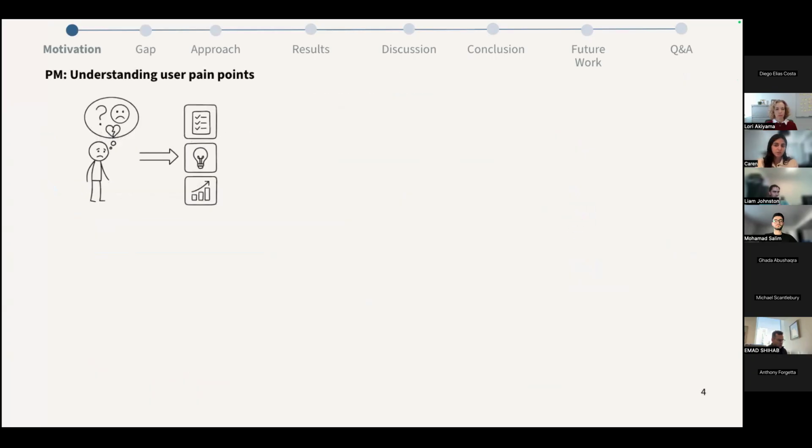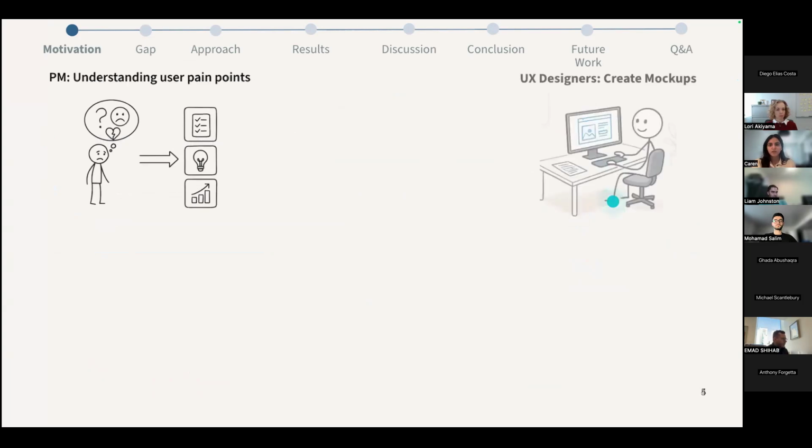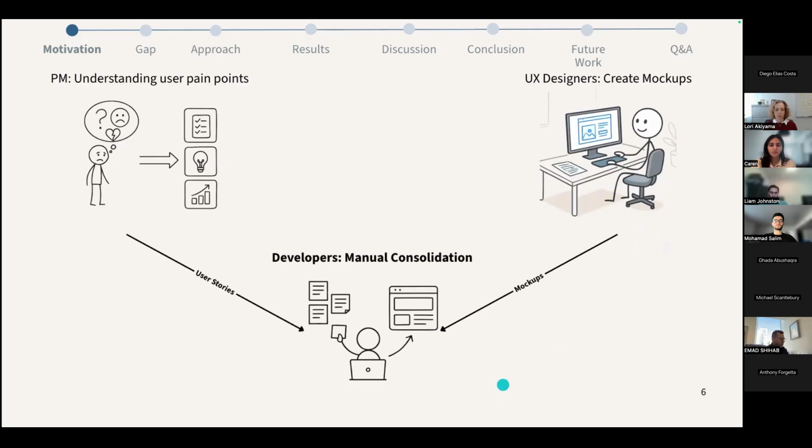The process typically starts with the product managers. They work closely with stakeholders to understand user pain points and translate those needs into user stories. Then come the UX designers, who take these user stories and translate them into mock-up designs, specifying layout, visual structure, and interaction patterns. And finally, we have the developers, who are responsible for combining these two artifacts, the textual user stories and the visual mock-ups, to produce a complete dynamic application.